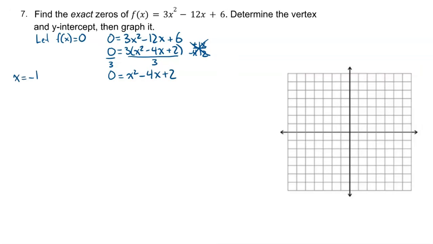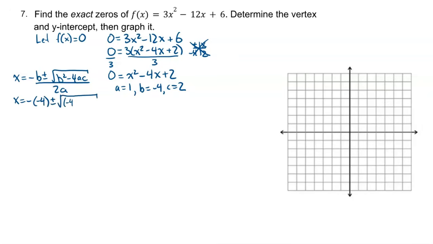And so the quadratic formula is x equals negative b plus or minus the square root of b squared minus 4ac all over 2a. So the a value is 1. That's the coefficient of the x squared. The b value is negative 4, the coefficient of the x. And the c value is 2. So now we go ahead and we sub these in. We always sub them in without the x, just the coefficients. Negative 4 plus or minus the square root of negative 4 squared minus 4 times 1 times 2. And that's all divided by 2 times 1.